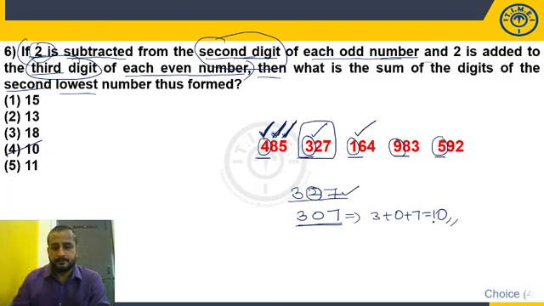Choice 4. So this is how you can save your time. Remember it. Just focus on the given question. Don't try to do everything blindly. Sometimes it is required, but in most cases it may not be required.